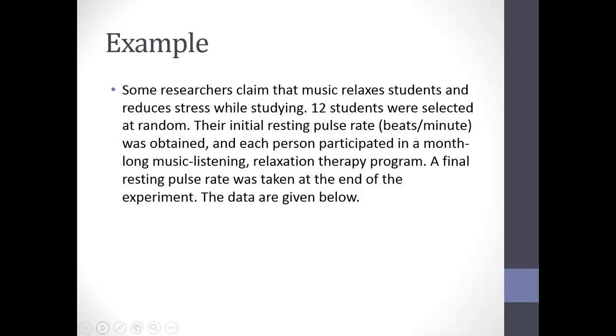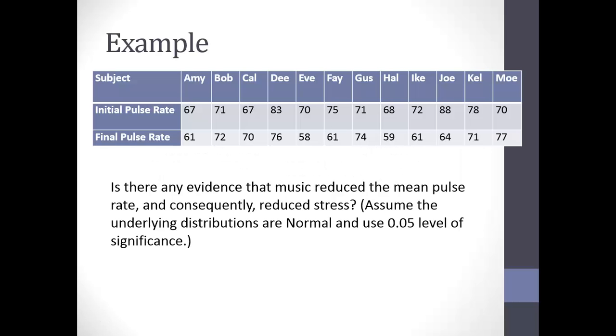But anyway, we take 12 students that we selected at random, and we find their initial resting pulse rate. Then each of these people participated in a month-long music listening relaxation therapy program. After that program, we take a final resting pulse, and we can look at these numbers here. Here are our 12 people, and for each one of them we have their initial pulse rate, then we do this month-long therapy, and we find a resting pulse rate at the end.